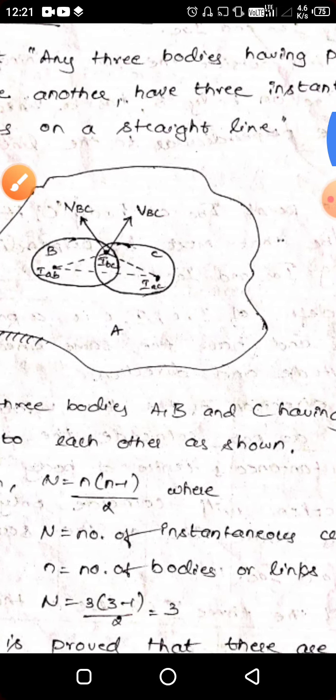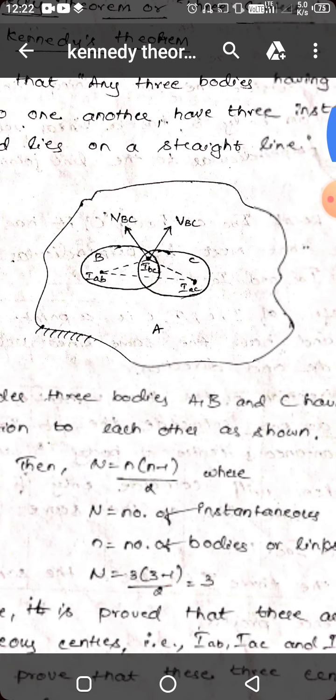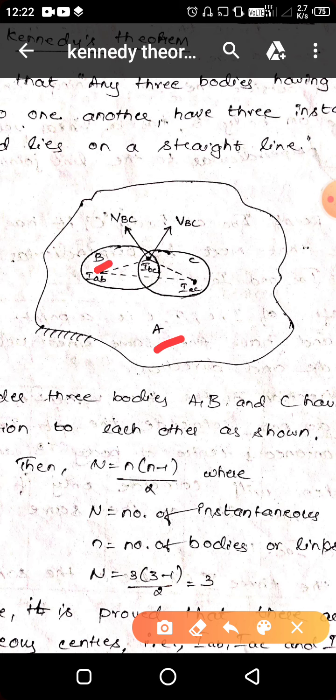Referring to the diagram, these are the three bodies: body A, body B, and body C. All these bodies A, B and C are located parallel to each other. They are not coinciding; they are located in three planes. Let's assume this is plane 1, this is plane 2, and this is plane 3. All three bodies are stacked one above the other, so when you view them from the top, you will see the diagram like this one.